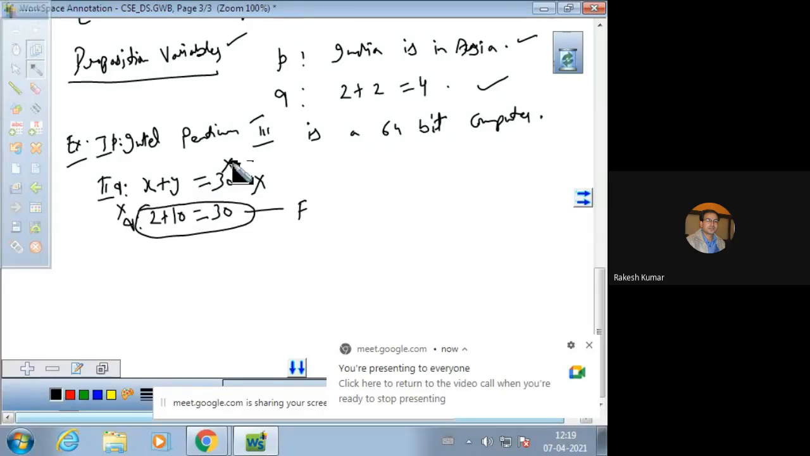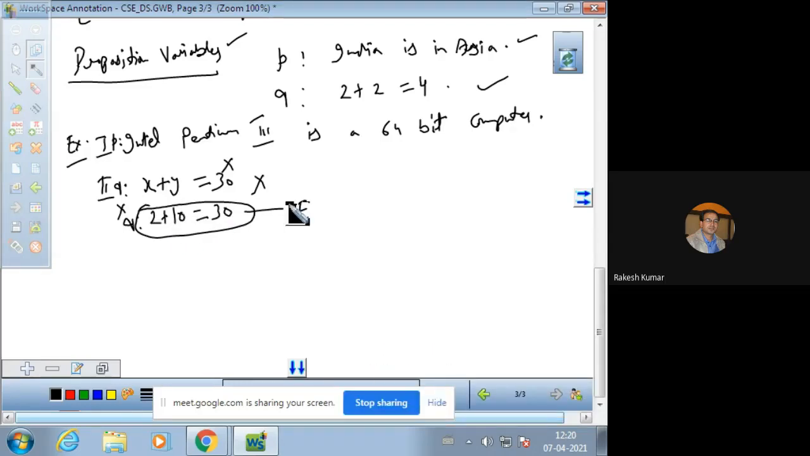Now it is not a preposition because x and y are themselves variables and we don't know about the values of the variables. But if we take x as 2, y as 10, now 2 plus 10 is 30 is given to us, but this is false. We all know that 2 plus 10 is 12, so this is a false statement. Whether false or true, it becomes a preposition, but it must be declarative. This is not a declarative statement. It is not clearly declaring anything. That is why it is not a preposition. Now after that, what comes next is the truth table.